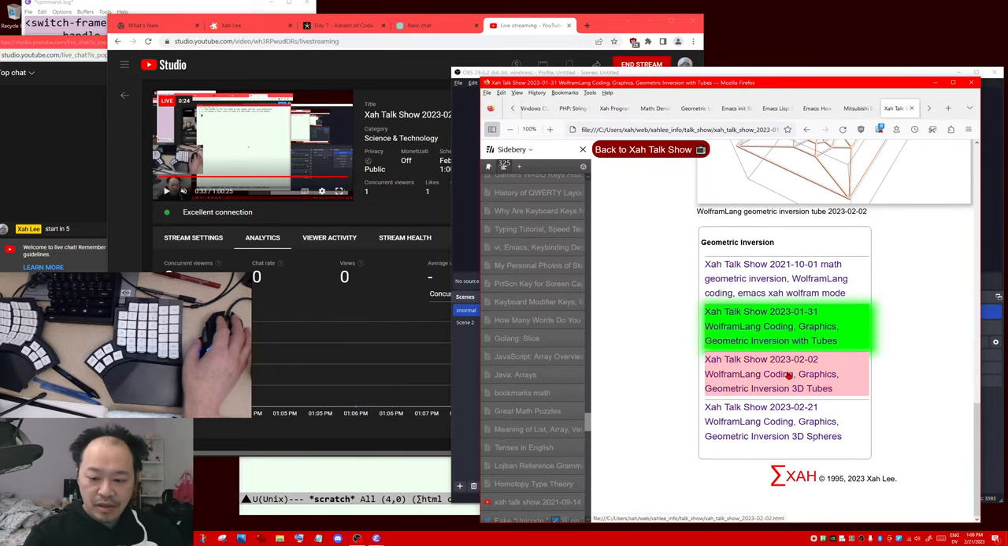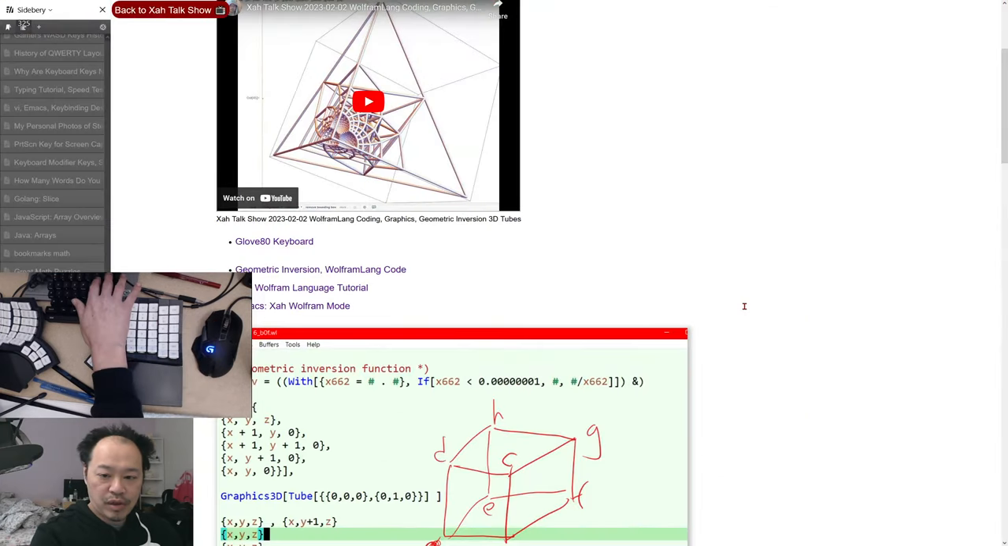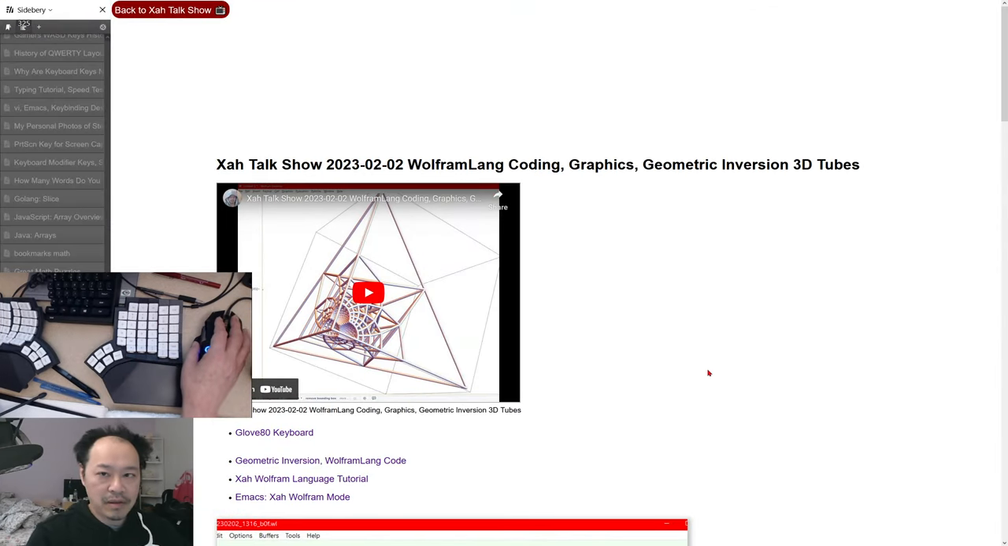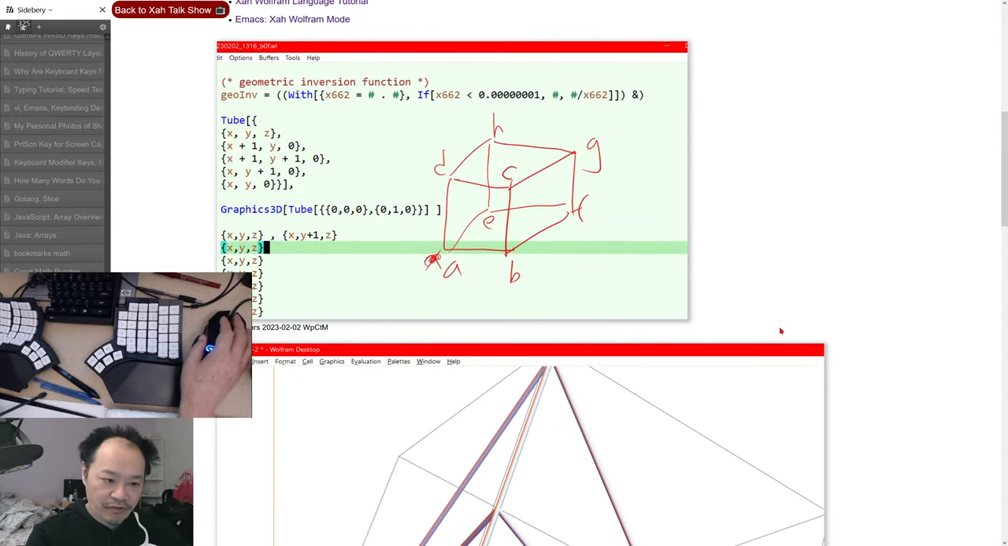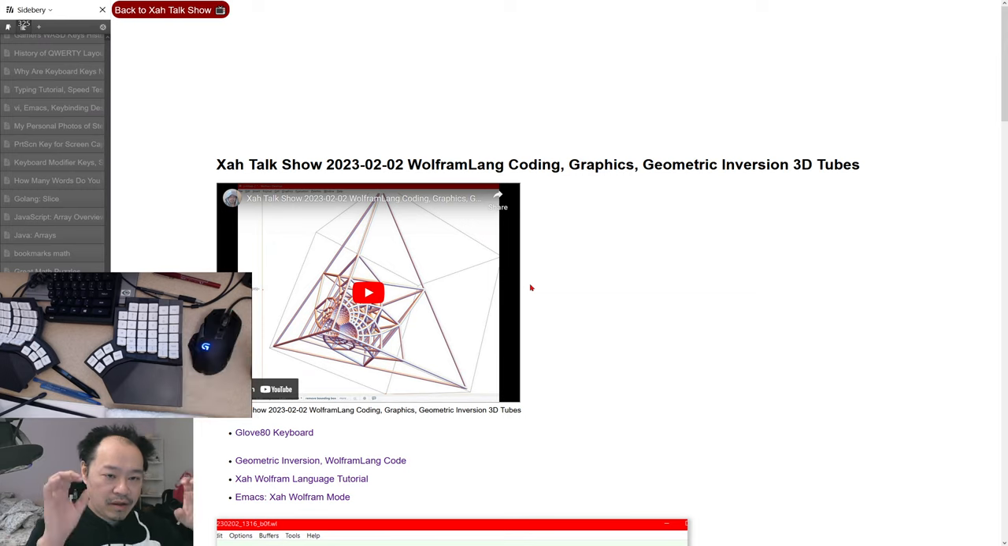So we are going to continue geometric inversion, and this time we are going to do the geometric inversion of three-dimensional grid points, and we are going to use a sphere. So in this video, we are going to use a sphere to represent those points. So we do an inversion, so this is going to be beautiful.